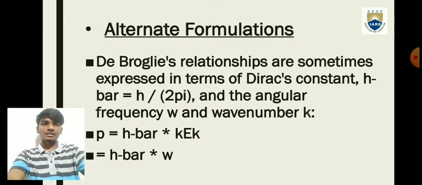Alternate formulations. De Broglie's relationships are sometimes expressed in terms of Dirac's constant, that is h bar is equal to h by 2 pi, and the angular frequency w and wave number k, that is p is equal to h bar into k, or E is equal to h bar into w.